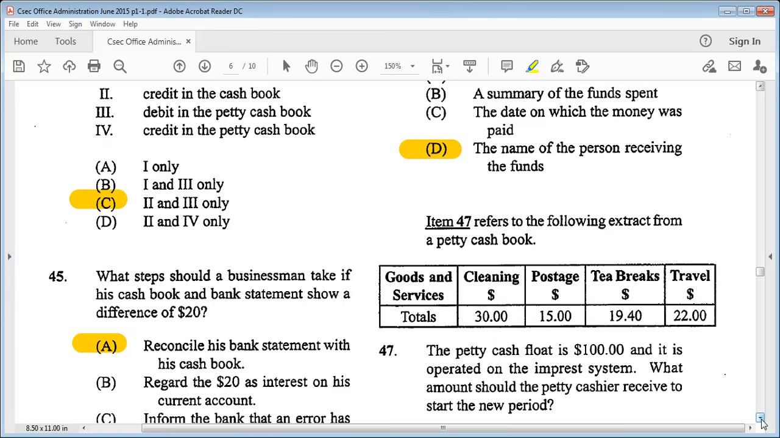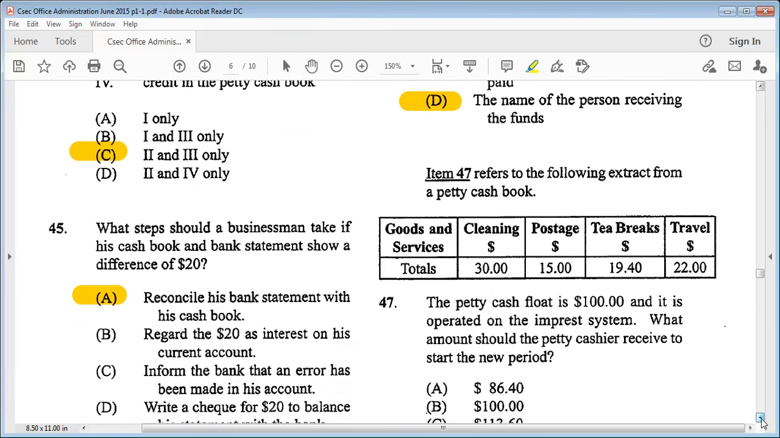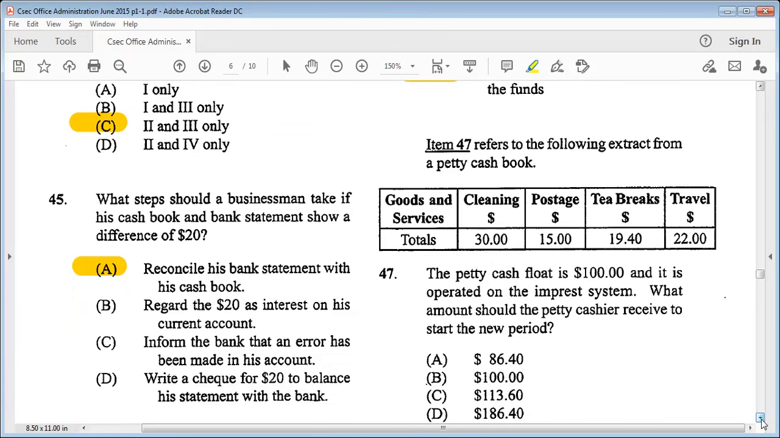Goods and services, cleaning, postage, tea breaks, and travel. $30 was used for cleaning, $15 for postage, $19.40 for tea breaks, and $22 for travel. Question 47 says, the petty cash float is $100 and it is operated on the imprest system. What amount should the petty cashier receive to start the new period?